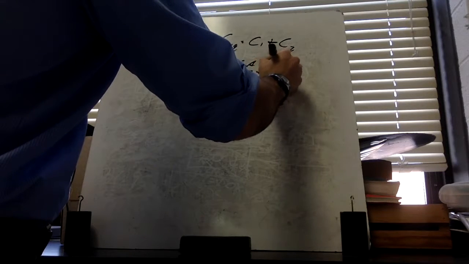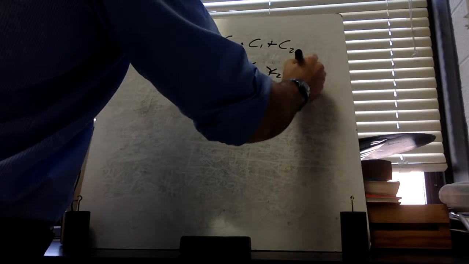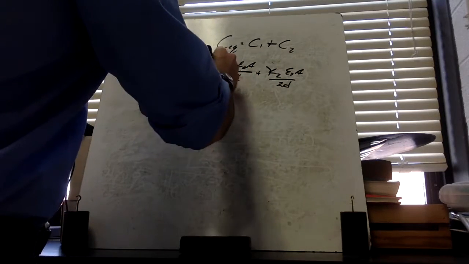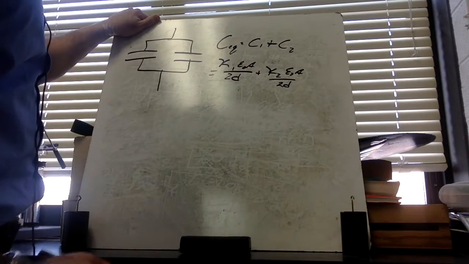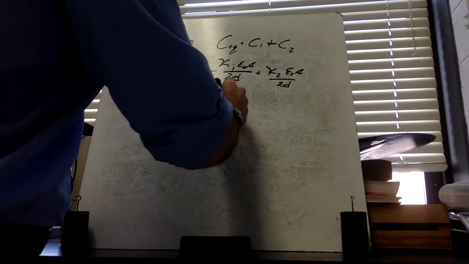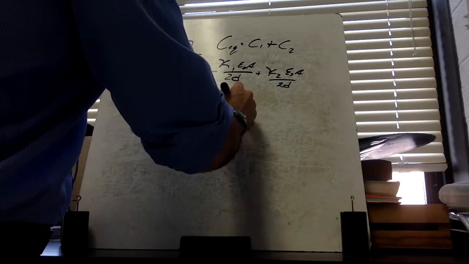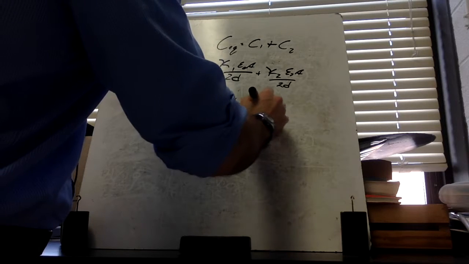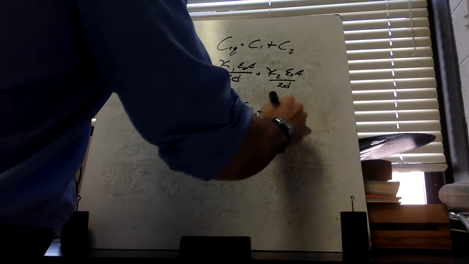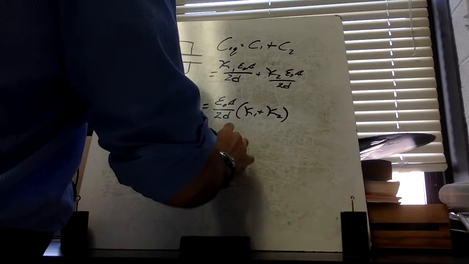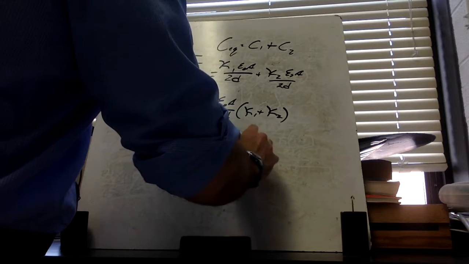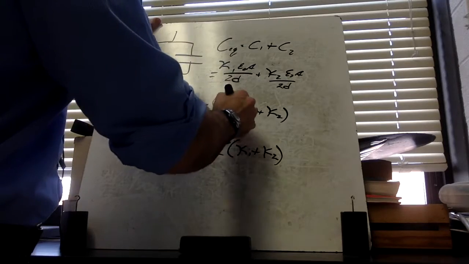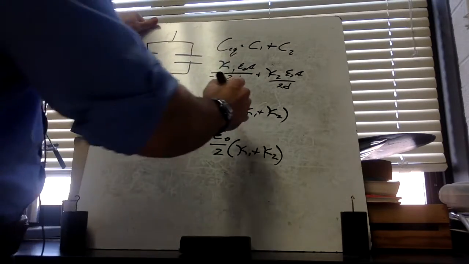Plus kappa 2 epsilon naught A over 2d. So when we simplify this, it really just ends up becoming epsilon naught A over 2d times kappa 1 plus kappa 2. So this is going to be C naught over 2 times kappa 1 plus kappa 2, because this is C naught.